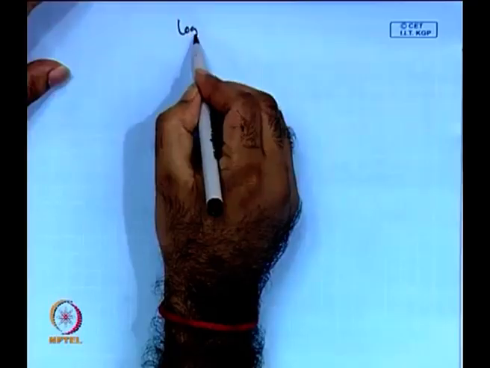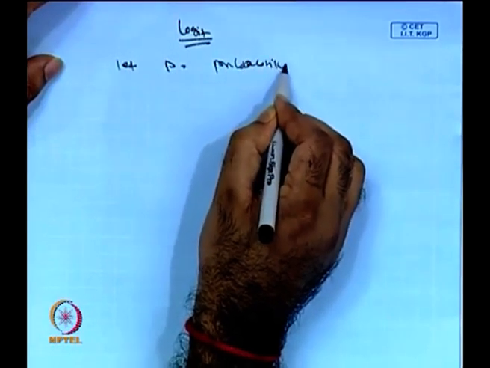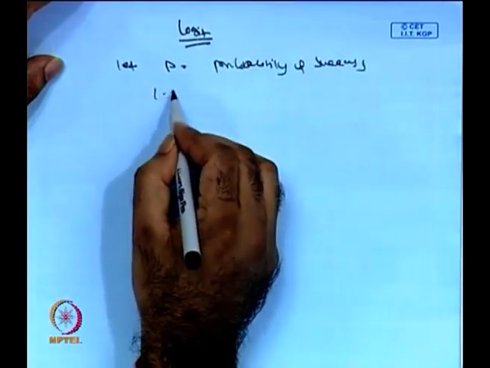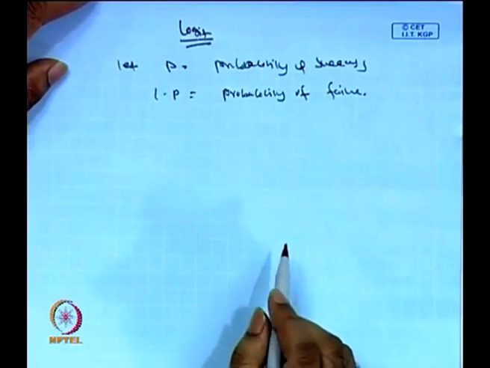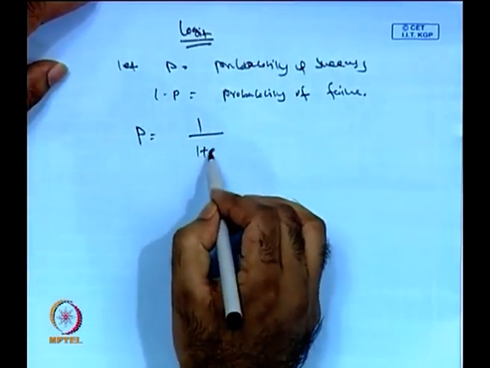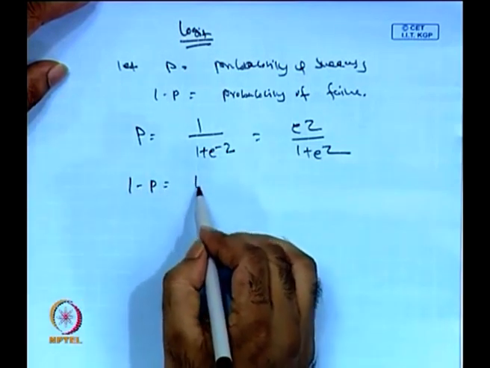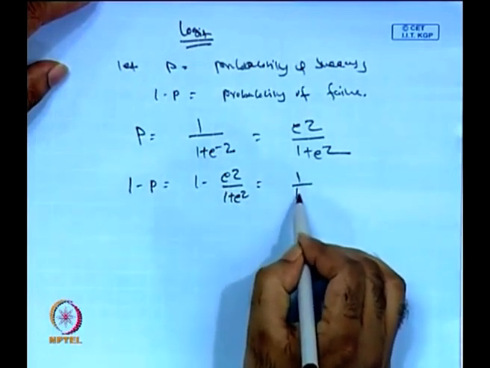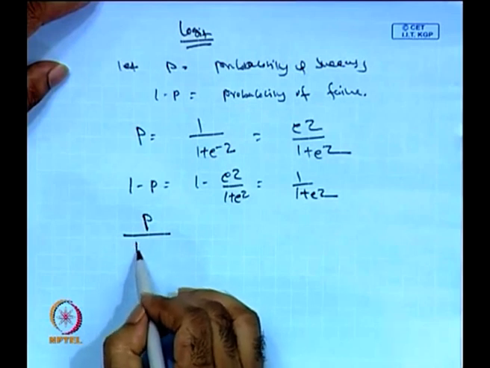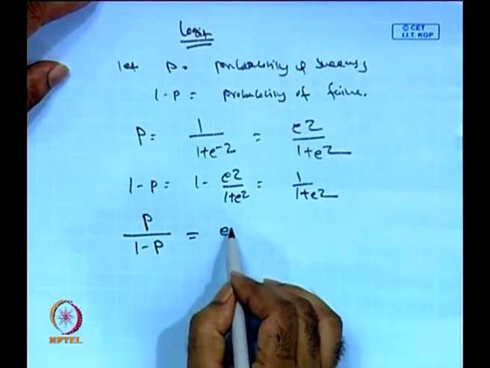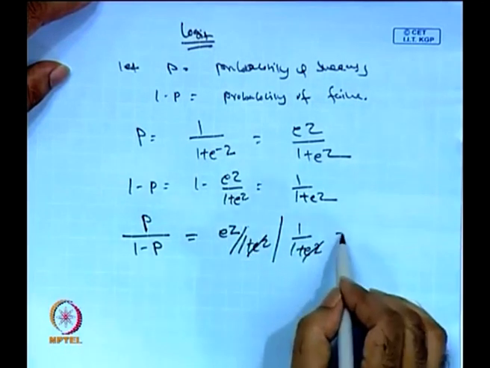So, for the LOGIT model specifically, we will assume that P is the probability of success. Then 1 minus P is obviously the probability of failure. Then we will define P equal to 1 by 1 plus e to the power minus z, which is nothing but e to the power z by 1 plus e to the power z. Then 1 minus P is 1 minus e to the power z by 1 plus e to the power z, which is nothing but 1 by 1 plus e to the power z. Then we make the division P by 1 minus P, which is equal to e to the power z by 1 plus e to the power z, all divided by 1 by 1 plus e to the power z. So, this cancels, which is simply equal to e to the power z.